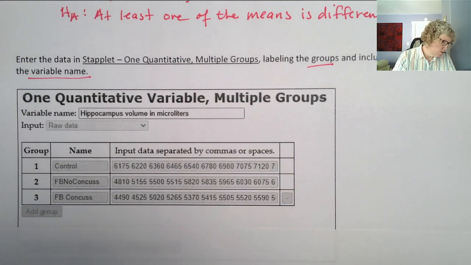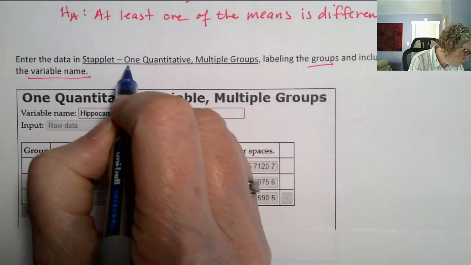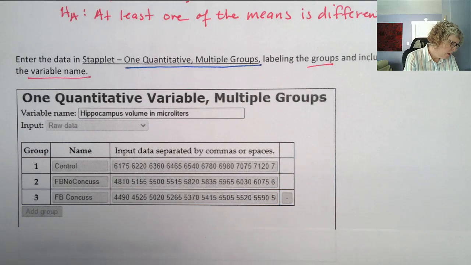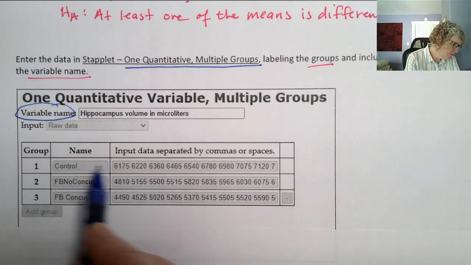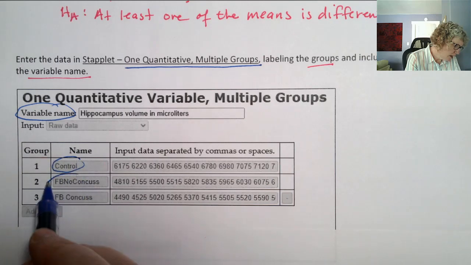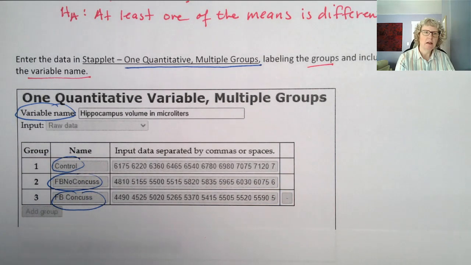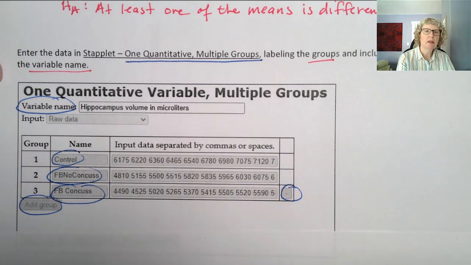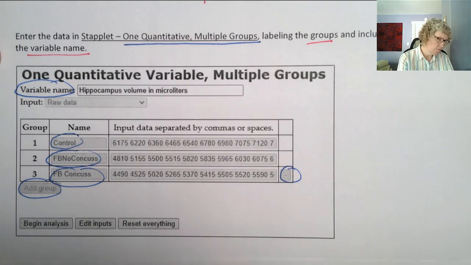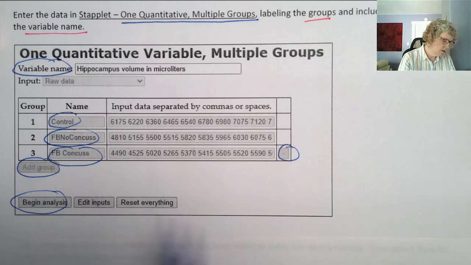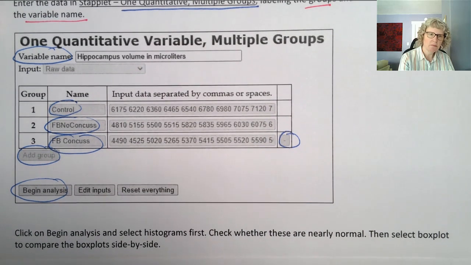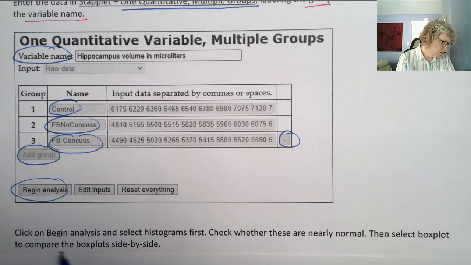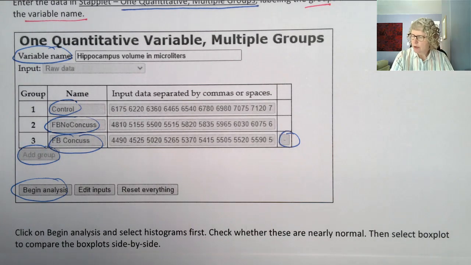Okay, so we are using Stapplet 1 quantitative multiple group, and then be sure you put in the variable name, the group names, and the data. Okay, and you might need this add group or this minus group button, and then of course begin analysis. Okay, let's see what I want to do first. We're going to click on begin analysis and select the histograms first. Check whether these are nearly normal, then select box plot to compare the box plots side by side.